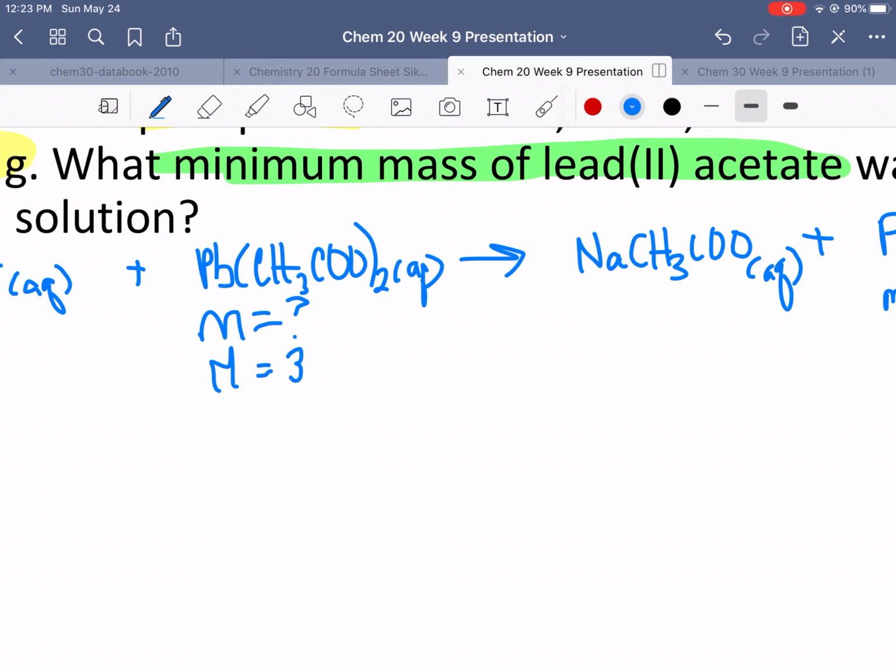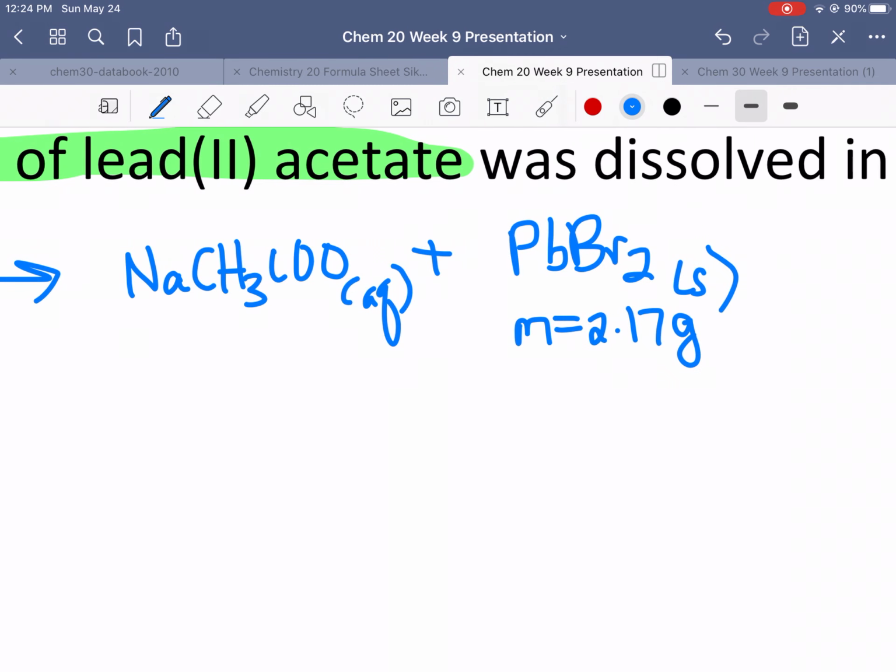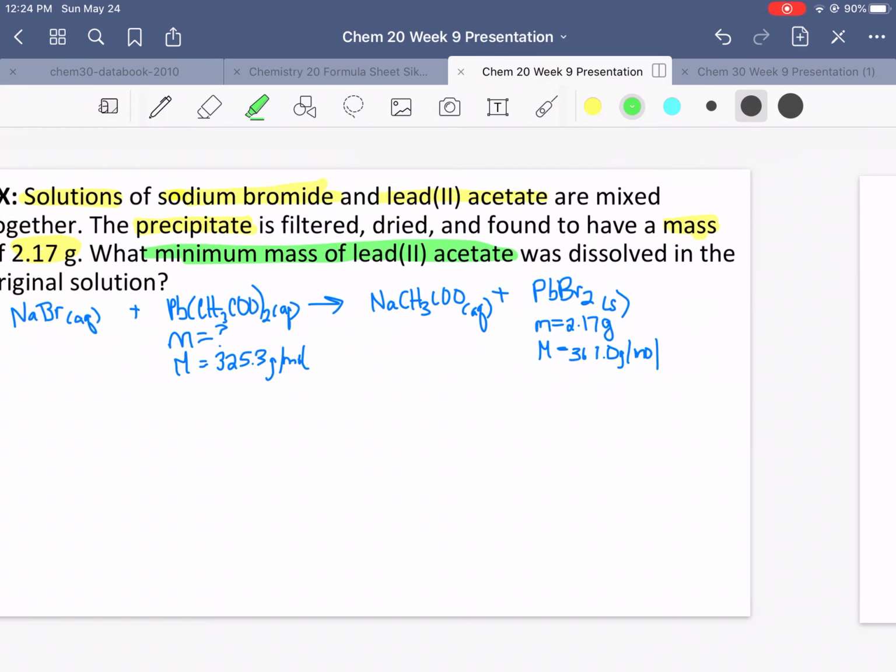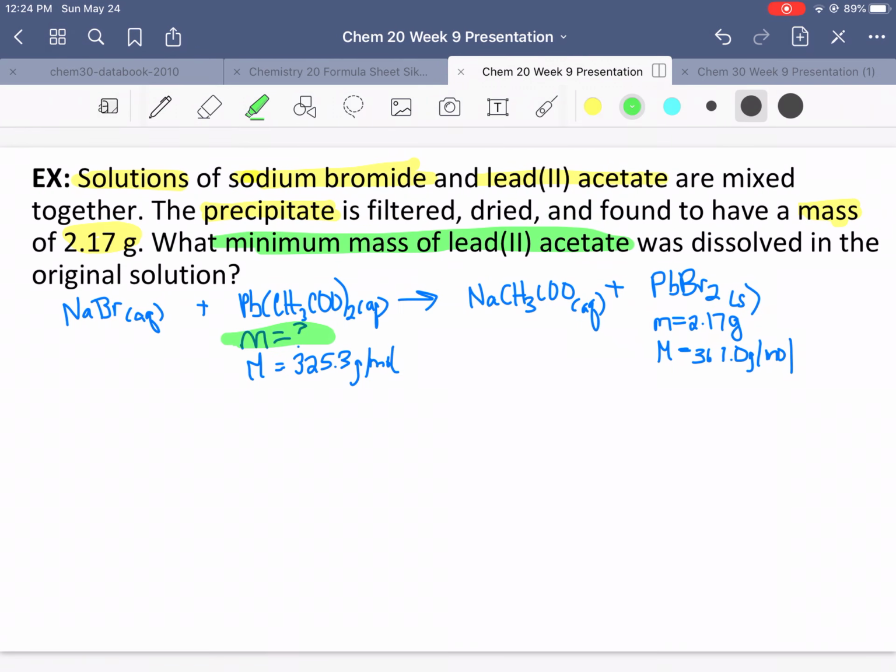Molar mass, 325.3 grams per mole. Lead's a weirdo. Lead does not have 2 decimal places for its molar mass, which means anything with lead, we only have 1 decimal place for molar mass. Same thing applies for lead-2 bromide here, which is going to have a molar mass of 367.0 grams per mole. Our thing we're looking for is the mass of lead-2 acetate.